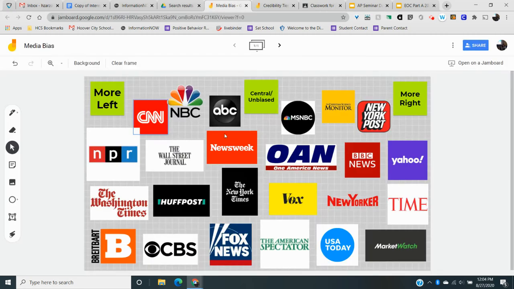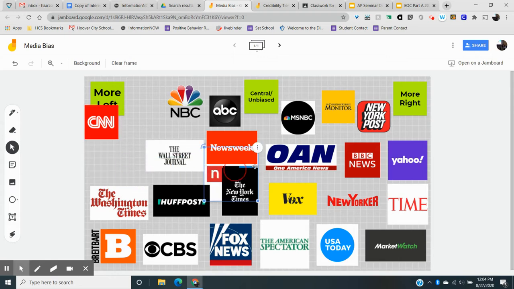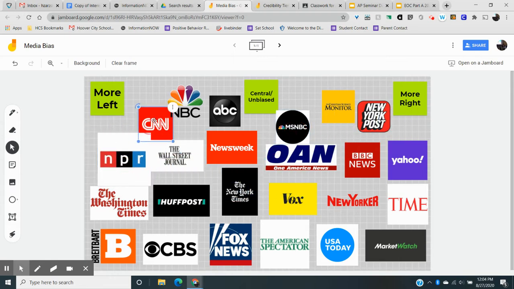So if we go over to the media bias one, what you're going to see is that there are three sections that you can look at. The first one is more left, the second one is central or unbiased, and the third one is more right. All I want you to do is kind of pull the pieces where you think they fit the most. Okay, so where do you think they fall?